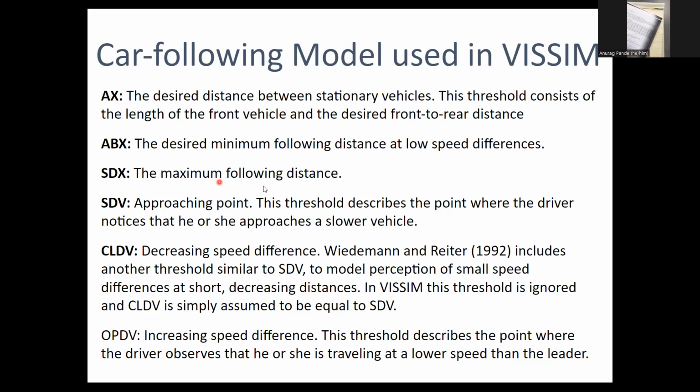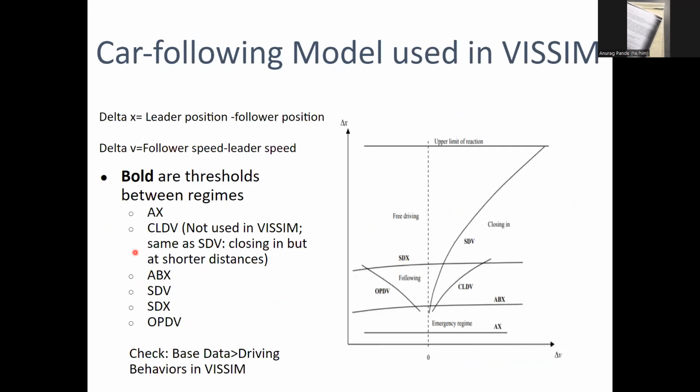So SDX is the maximum following distance. CLDV is the decreasing speed difference. And OPDV is the increasing speed difference. Okay. So if you look at these, as you exceed the SDX, then you get into the free driving mode. If you're between ABX and SDX, you're generally in the following mode, but you could be in the OPDV mode if you are to the left of this line.